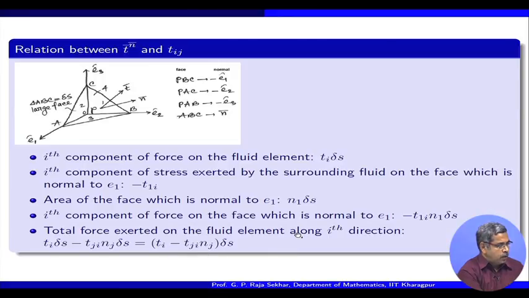When I said we are summing it up with E2, E3: on a face having normal E1 and ith direction, there are two more, a face having normal E2 along the ith direction, and a face having normal E3 along the ith direction. Those will be T2I and T3I, so these are also included. Therefore the total force along the ith direction is this plus this. That is what we have obtained.